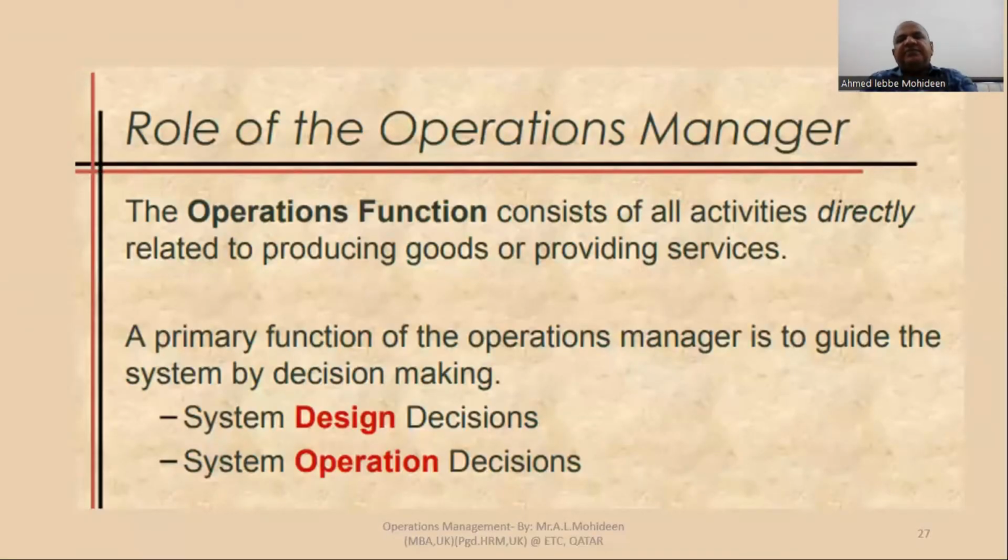Role of operation manager. Operation functions consist of all activities directly related to producing goods or services. The primary function of the operation manager is to guide the system by decision making. So the operation manager should take some decisions. What kind of decisions is he going to take? One is system design decisions and the other is system operation decisions. This is what the operation manager is going to do.